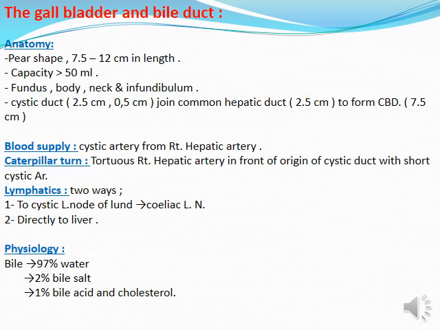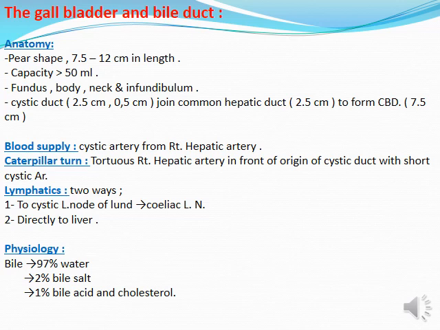The cystic duct is around 2.5 centimeters in length and 0.5 centimeter in diameter, and joins the common hepatic duct, which is around 2.5 centimeters in length, to form the complete common bile duct, CBD, which is around 7.5 centimeters in length. The blood supply of the gallbladder is the cystic artery, which is a branch of the right hepatic artery.